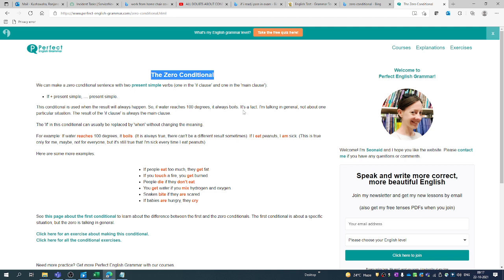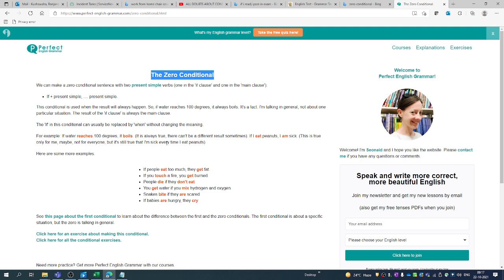The result in the main clause always follows the if clause. If can usually be replaced by when without changing the meaning. For example, if water reaches 100 degrees, it boils. It's always true. There can't be a different result sometimes.